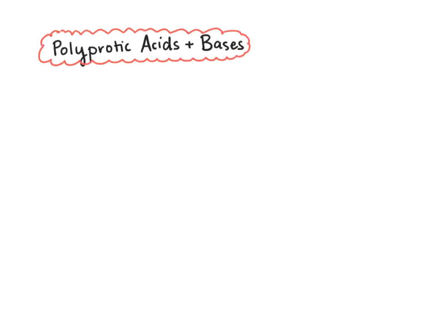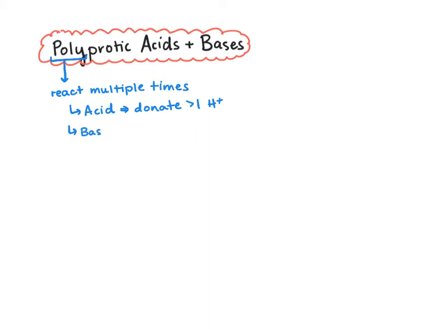Within acids and bases, we can have something called a polyprotic acid or base. All this means is that it's going to be able to react multiple times as an acid or a base. If it's an acid, it will donate multiple protons. If it's a base, it will accept more than one proton.